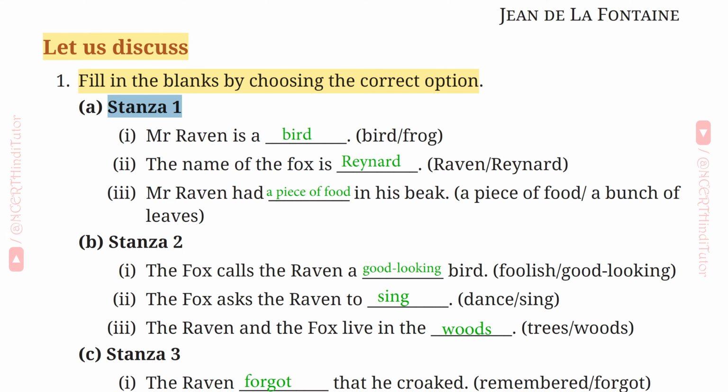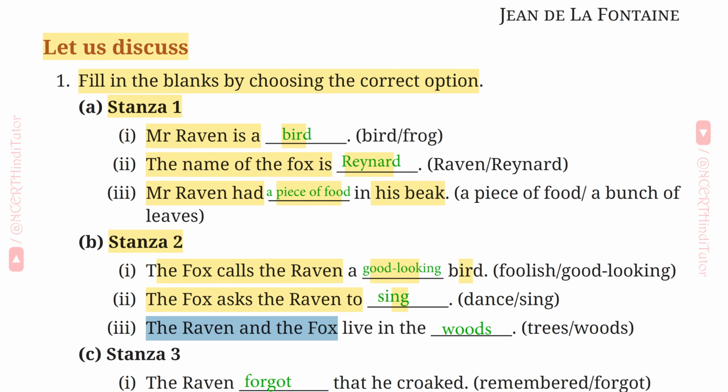A. Stanza 1. First, Mr. Raven is a bird. Second, the name of the fox is Renard. Third, Mr. Raven had a piece of food in his beak. B. Stanza 2. First, the fox calls the raven a good looking bird. Second, the fox asks the raven to sing. Third, the raven and the fox live in the woods.